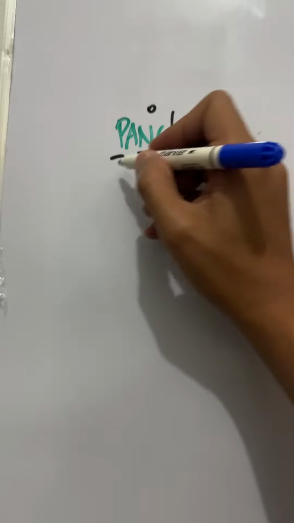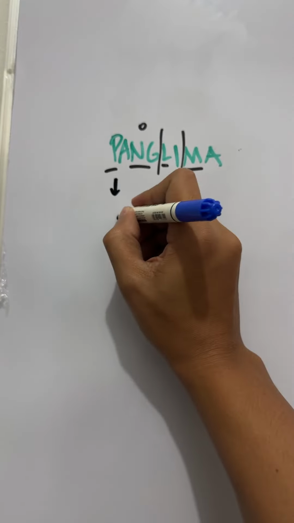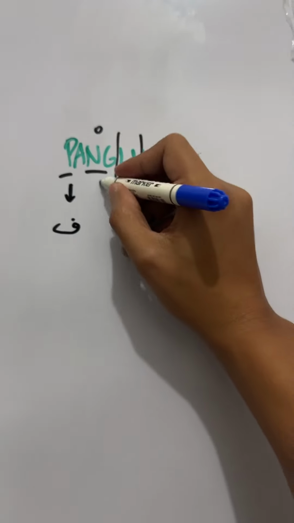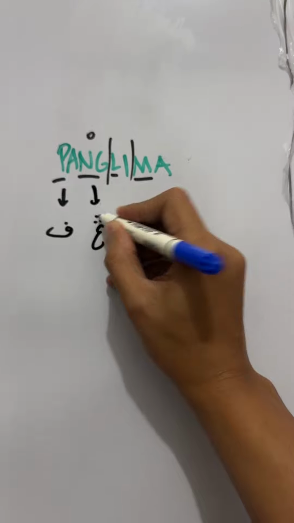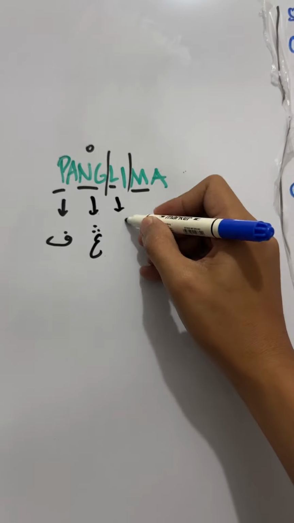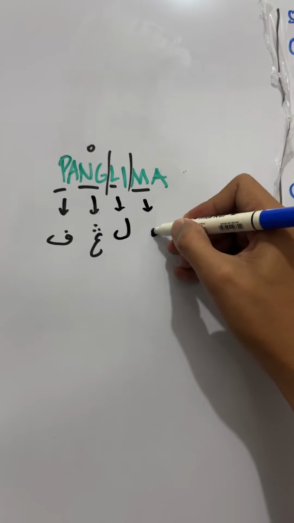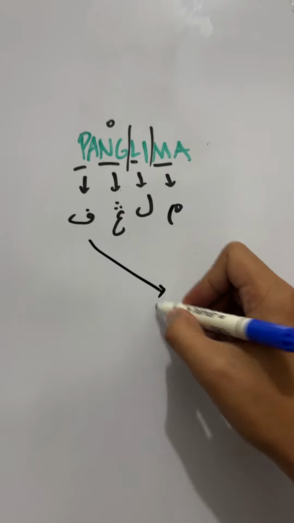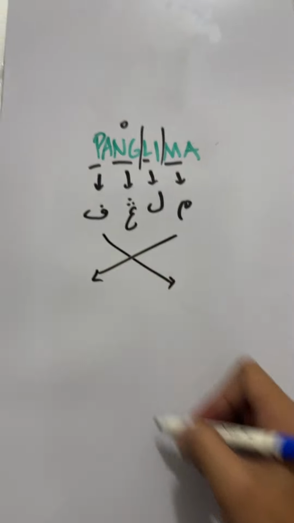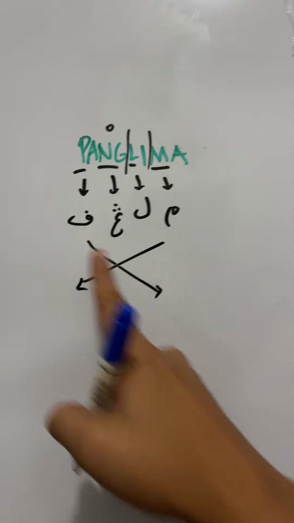Okay, so let's identify them. So pa, that's how you write it. Then nga, lam, and mi. Okay, let's write them from right to left. Let's just set these two arrows. So we have pa.